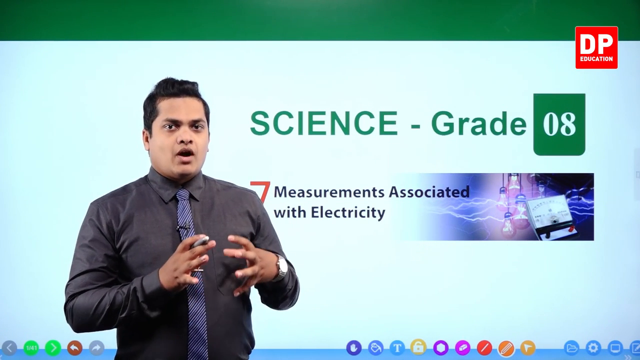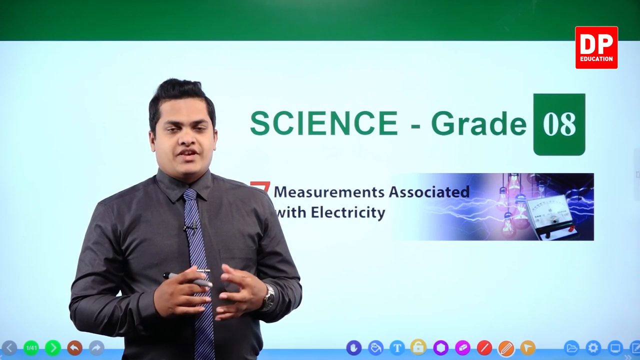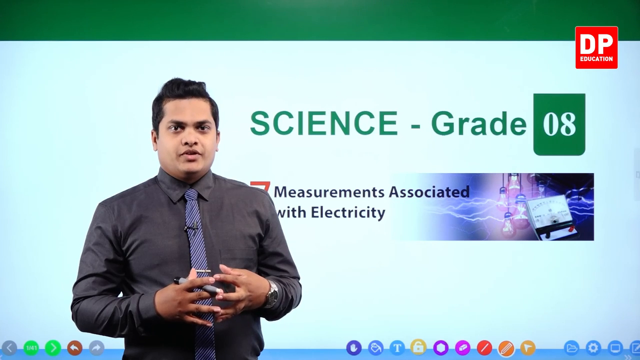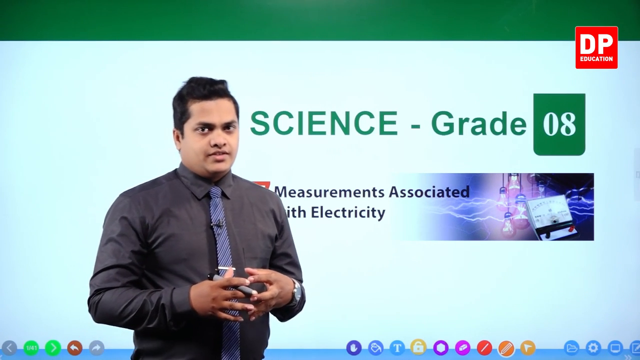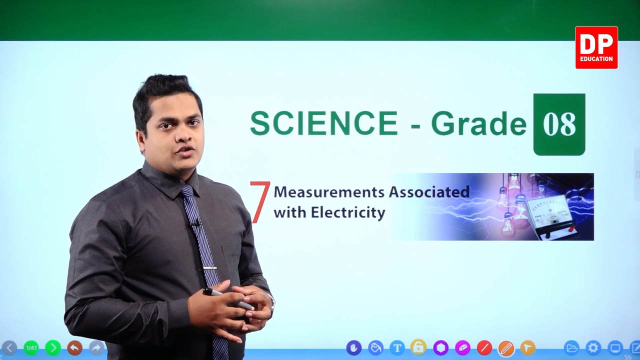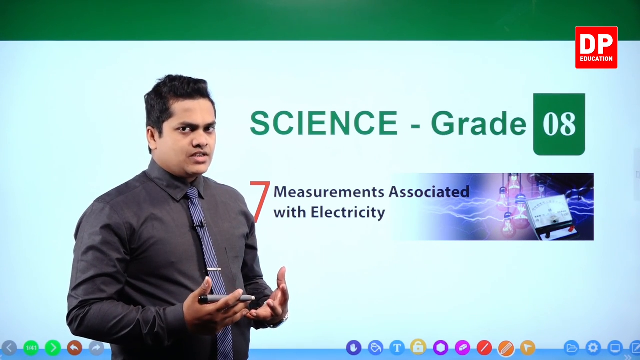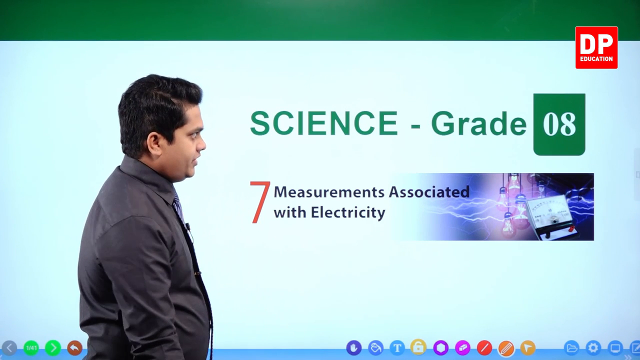So now we are about to discuss the 7th unit in your grade 8 science syllabus. So the 7th unit is all about electricity, right? So here we are learning about measurements associated with electricity. So let's move on to discuss what are the things contained in this lesson.